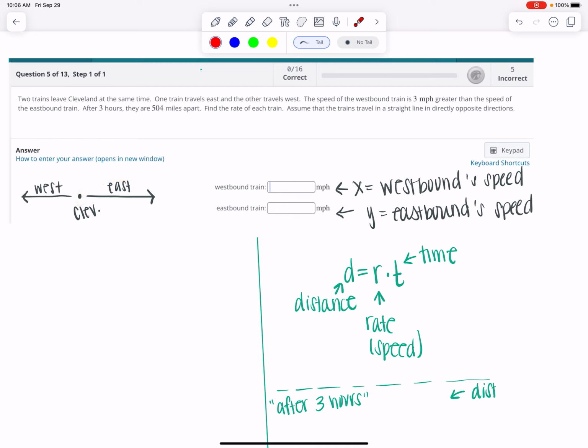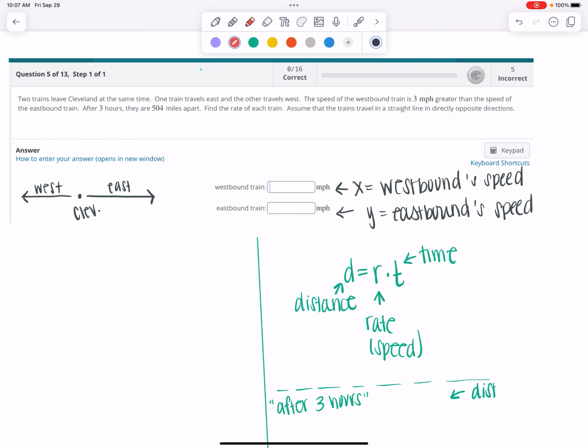They left at the same time. The speed of the westbound train is 3 miles greater than the speed of the eastbound train. After 3 hours, they are 504 miles apart. Find the rate of each train. Assume that the trains travel in a straight line directly opposite directions. We have to assume that because if not, the problem would become more complicated.